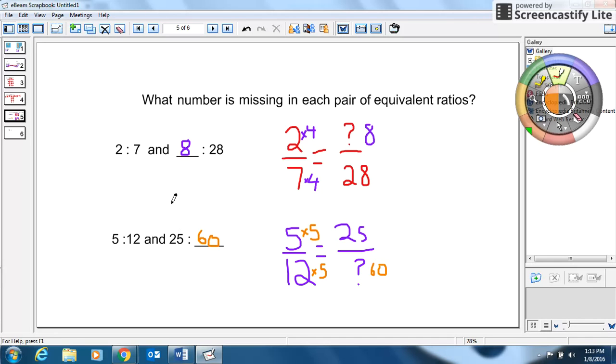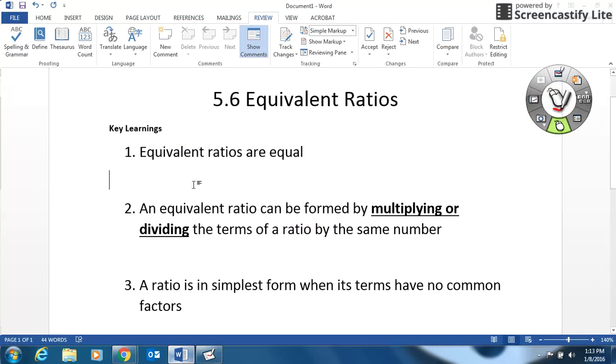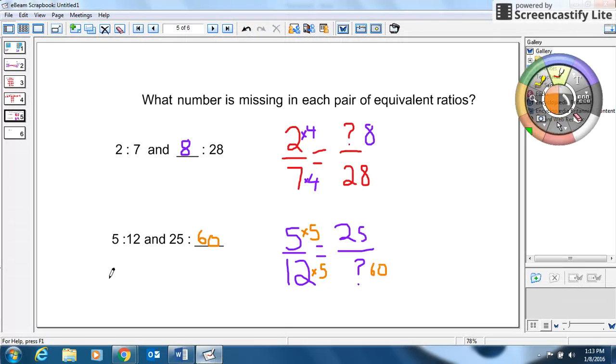Hopefully that makes sense. Let's go back to our key learnings here. So we've touched on equivalent ratios are equal. I've showed you that a few different ways now. We've shown you how an equivalent ratio can be formed by multiplying or dividing. We've done both of those, as long as you divide or multiply by the same number. And the last one here I want to show you really quickly is that a ratio is in its simplest form when its terms have no common factors. What do I mean by that?